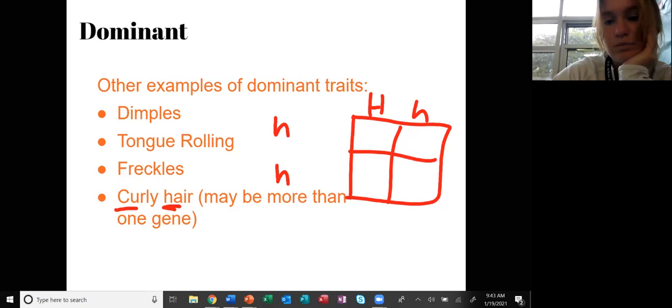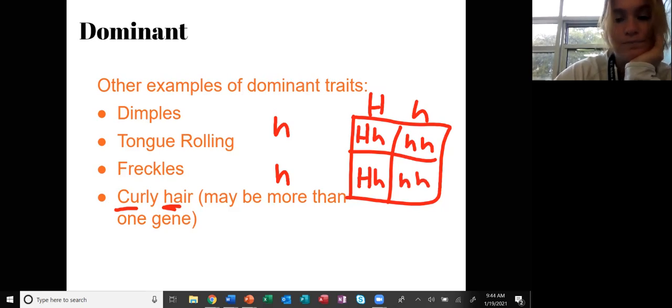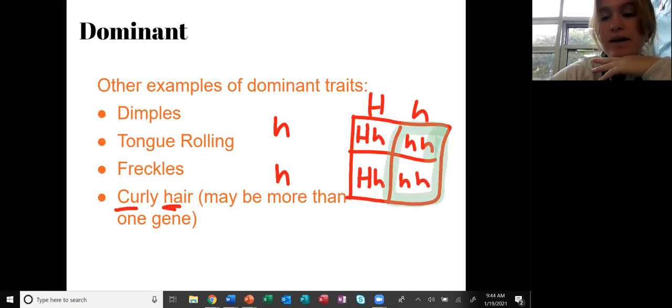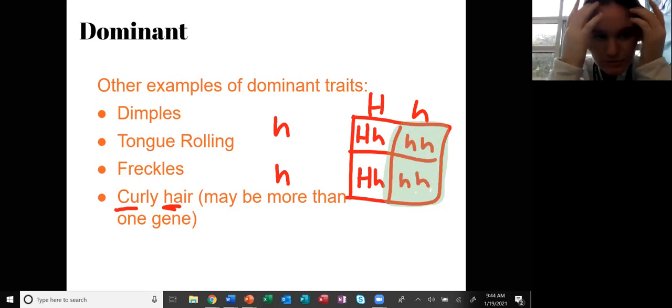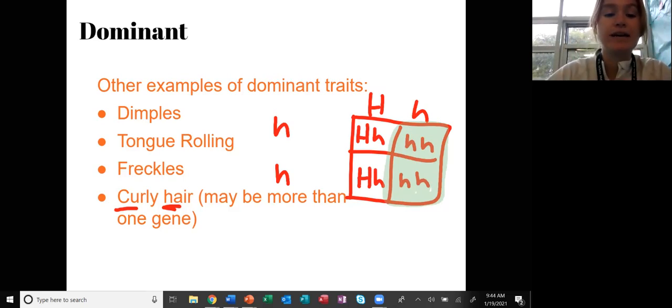And let's just see what the outcome is that we get. We get a capital H and a lowercase h. We get 2 lowercase h's, capital H and a lowercase h, and then 2 lowercase h's. So the chance of me getting straight hair would be 50%. Okay, 50%, because this is the only way I could get straight hair is with the homozygous recessive, because it is the recessive trait. But to get the dominant trait that is curly hair, again, 50% chance.